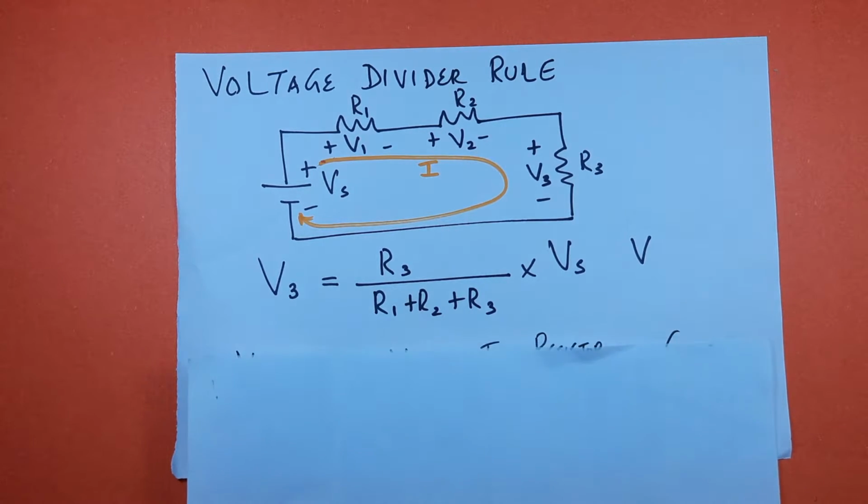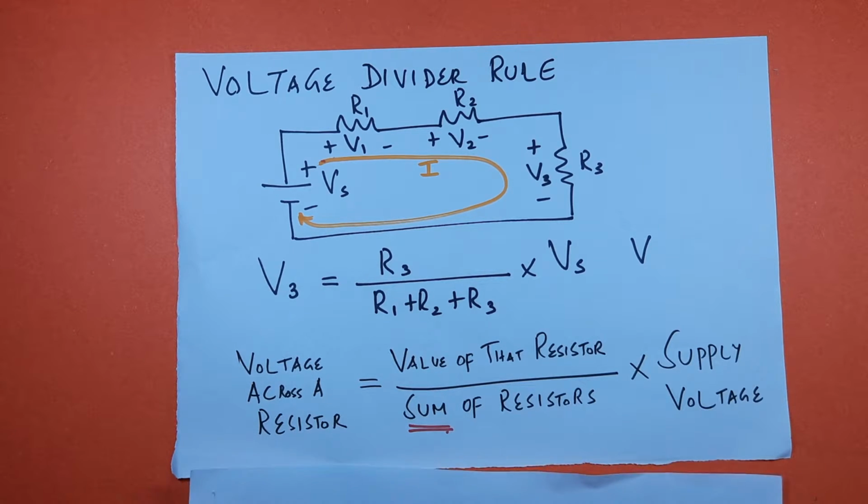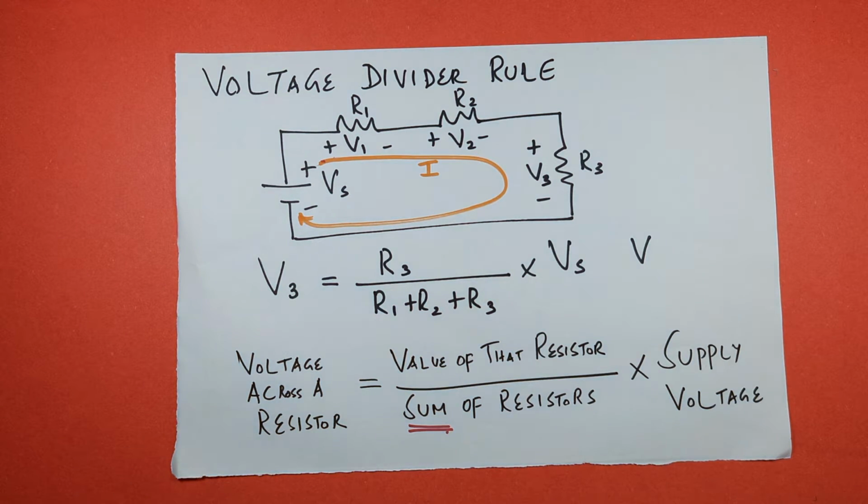So this is the rule which you have to remember, right? This is nothing but the voltage divider rule. Just for your easy remembrance: voltage across a resistor equals the value of that resistor divided by the sum of the resistors in the circuit, multiplied by the supply voltage, right?